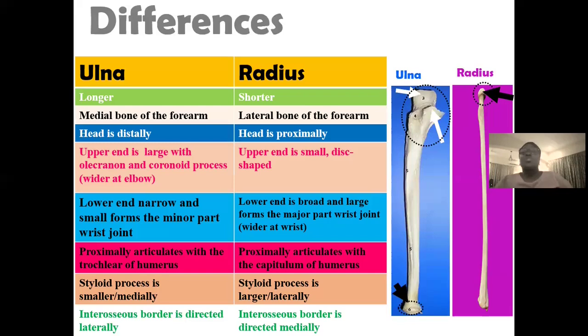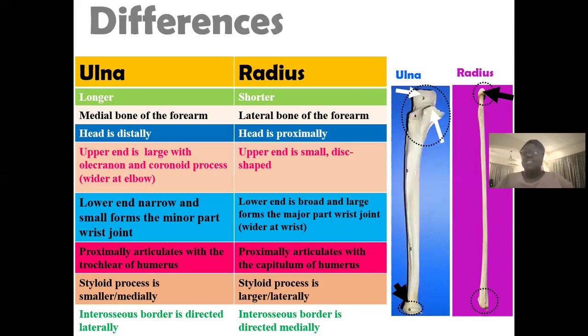And of course, it will be contributing to the minor part or region of the wrist joint. While if you go to the radius, the lower part is larger and also broader. And this is where it contributes to the major part of the wrist joint. So the wrist joint is majorly formed by the radius. And this is basically due to the expansion that it has around its lower region. And this is why it is able to accommodate the carpal bones. We also already described this in detail in our previous lecture on the radius.